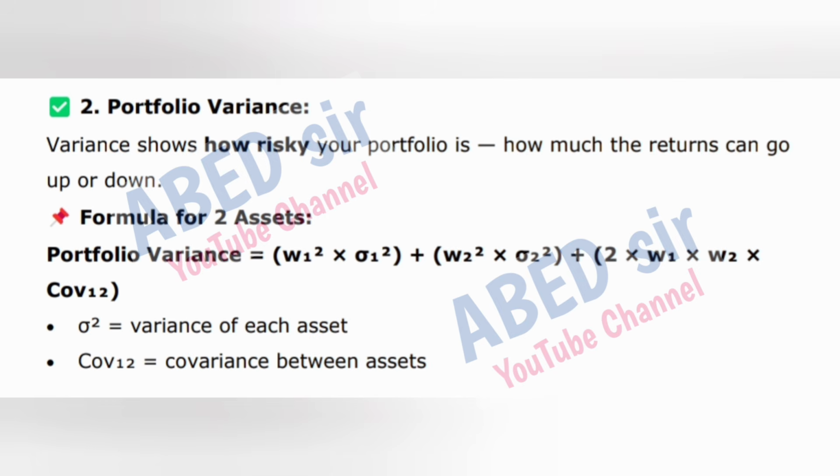2. Portfolio variance. Variance shows how risky your portfolio is, how much the returns can go up or down. Formula for 2 assets. Portfolio variance, sigma superscript 2, is equal to W1 squared times variance of each asset, and so on, plus 2 W1 W2 COV, where COV is equal to covariance between assets.